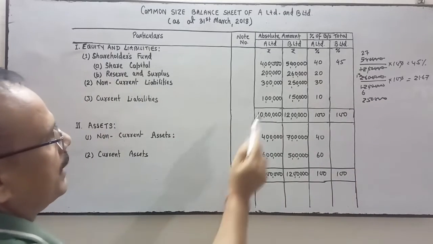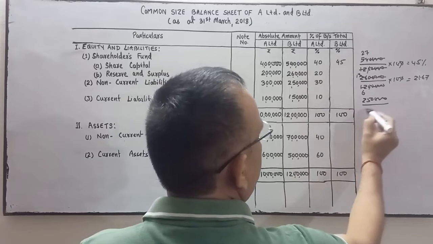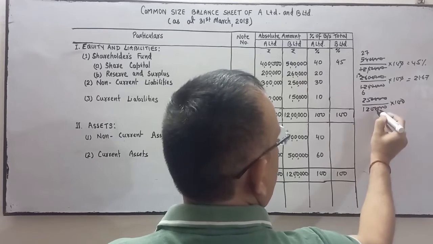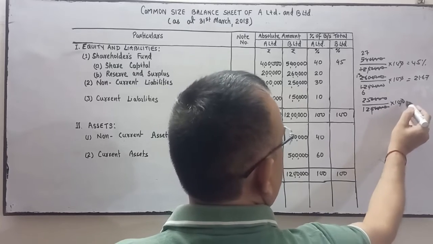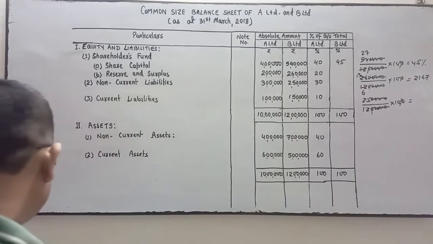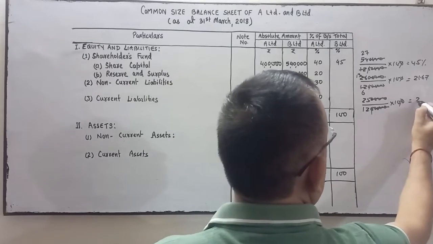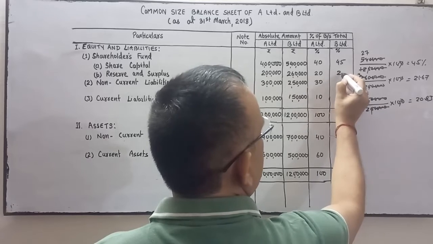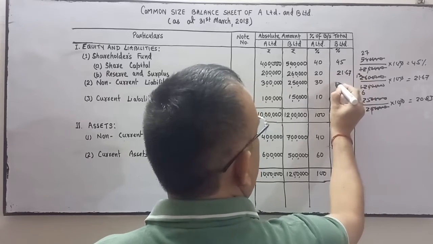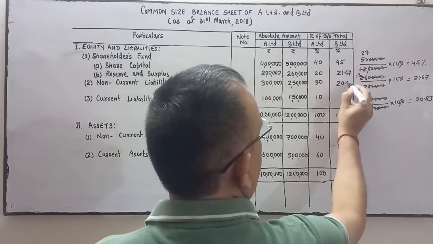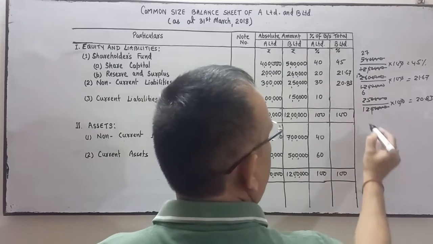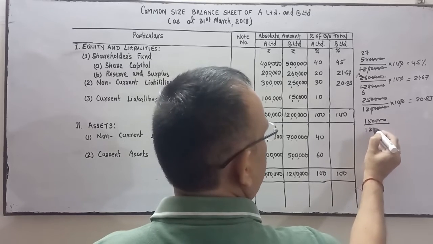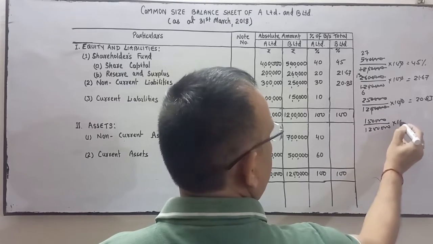Next is 2 lakh 50. Non-current liability is 2 lakh 50 upon 12 lakh, total equity and liability, into 100. Okay. It is 20.83%. So write the 20.83 here. This is 21.67. Now next is 1 lakh 50 current liability upon 12 lakhs into 100.